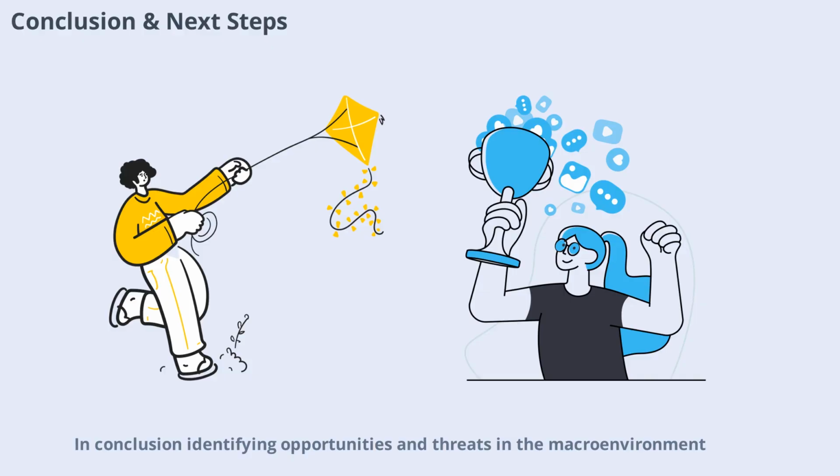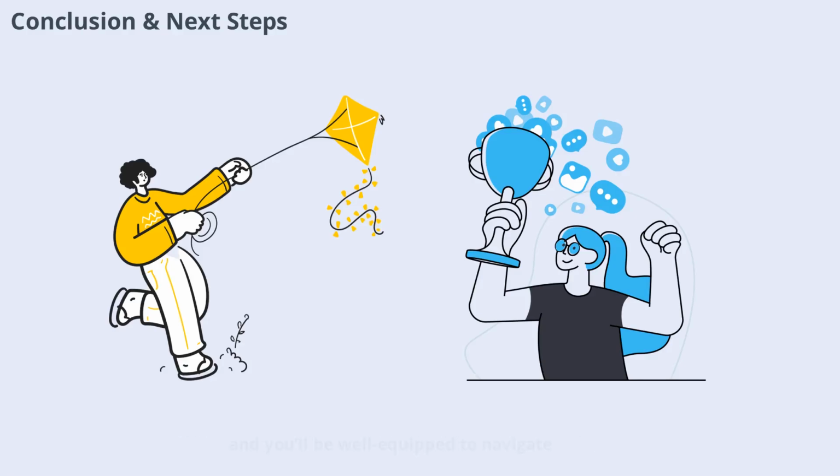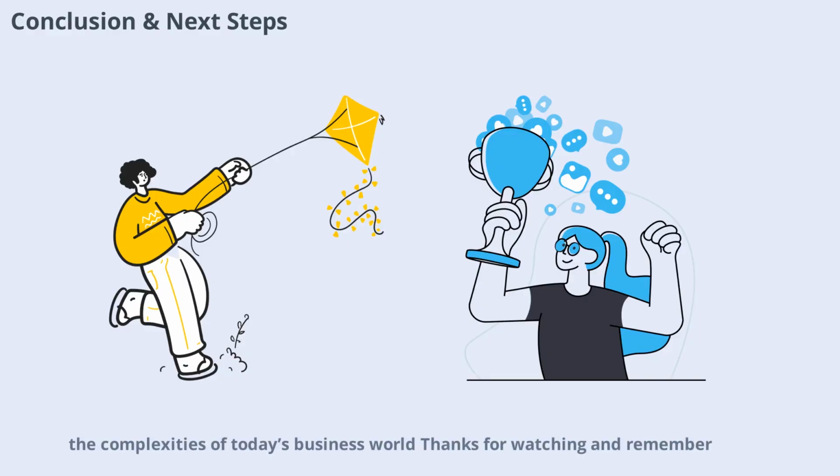Conclusion: identifying opportunities and threats in the macroenvironment is a vital part of strategic management. By systematically analyzing external factors, businesses can anticipate changes, adapt their strategies, and secure long-term success. Make macroenvironment analysis a regular practice and you'll be well equipped to navigate the complexities of today's business world.